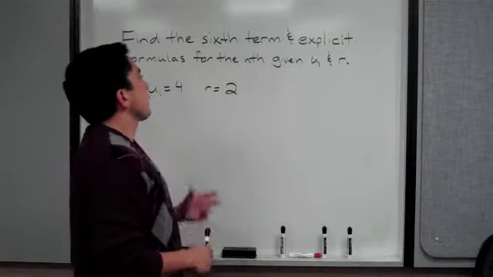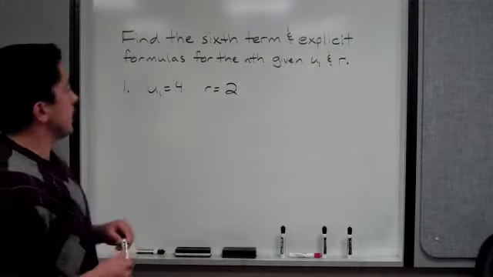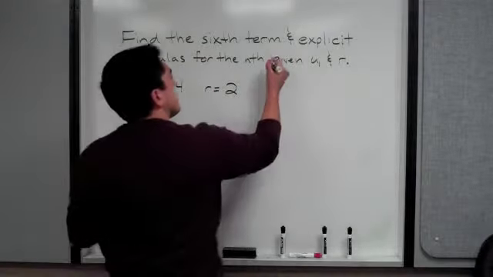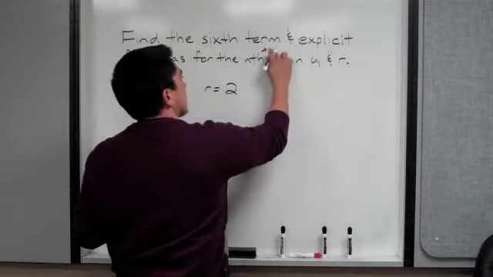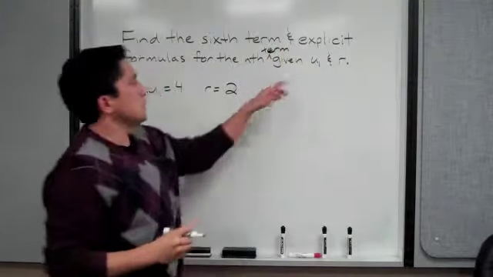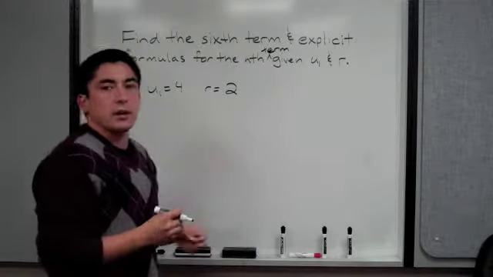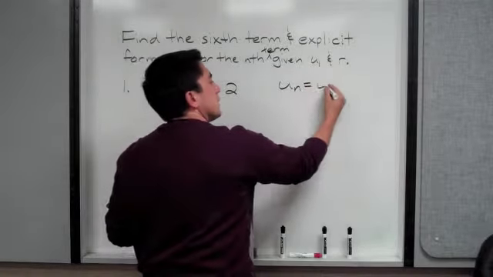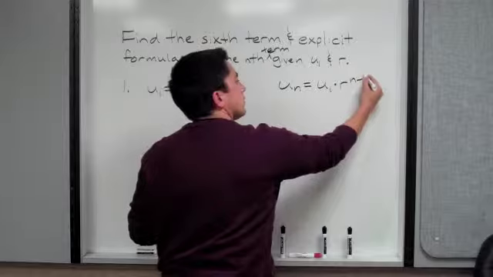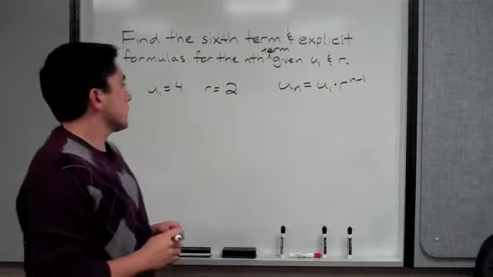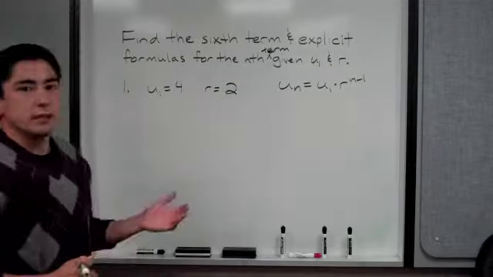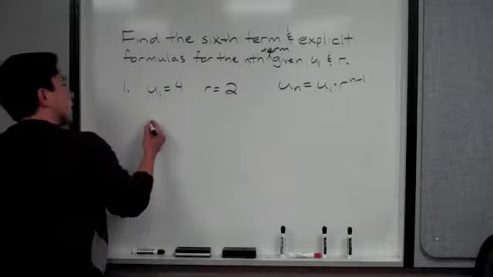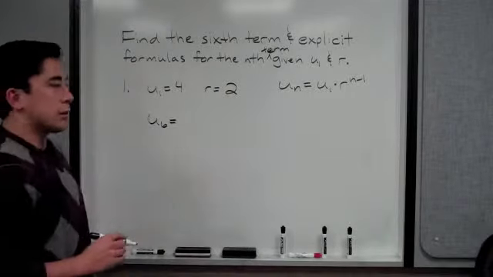For the first problem, it says find the sixth term and explicit formulas for the nth term, given u sub 1 and r, given our first term and our ratio. To find any specific term, we use u sub n is equal to u sub 1 times r to the n minus 1. So we're just going to plug in so we can figure out what u sub 6 would be. We're looking for our sixth term, so you plug exactly into the formula.